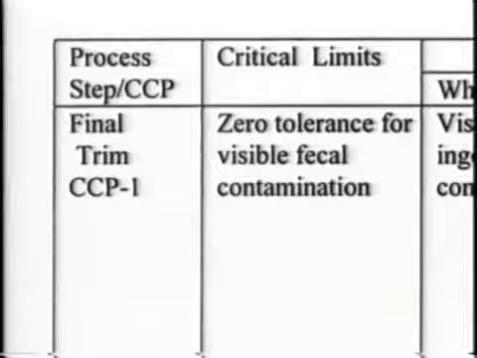Their critical limit for this CCP, seen in the second column of Form B, Figure 12, is 0 tolerance for fecal, ingesta, and milk contamination. Monitoring procedures for CCP1 involve visually checking each carcass for fecal, ingesta, and milk contamination at the final trim step.